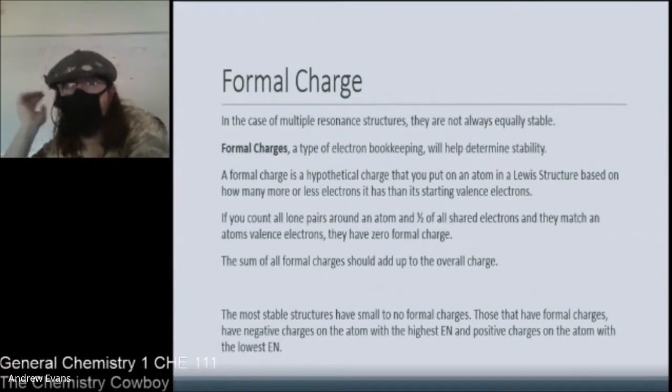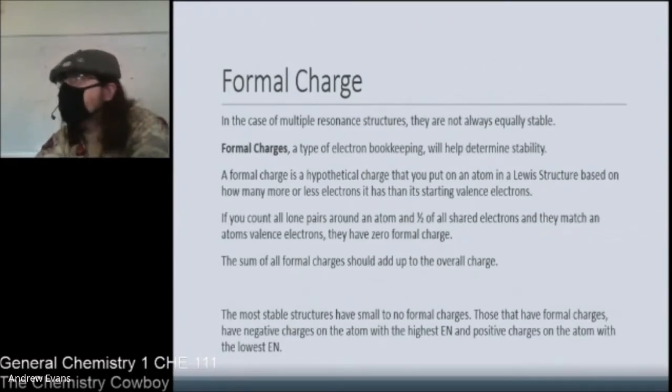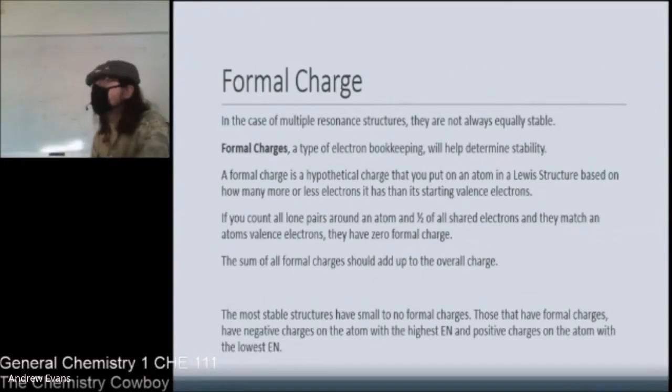Now, here's where we get a little tricky. There is a concept called formal charge. In the case of multiple resonance structures, some of them may not be equally stable. Some of these might not be the best resonance structure. How can we determine which one is best? That's where formal charges come in. Formal charge is a form of electrical bookkeeping. It's essentially what we're going to do when we look at the structure at the very end.